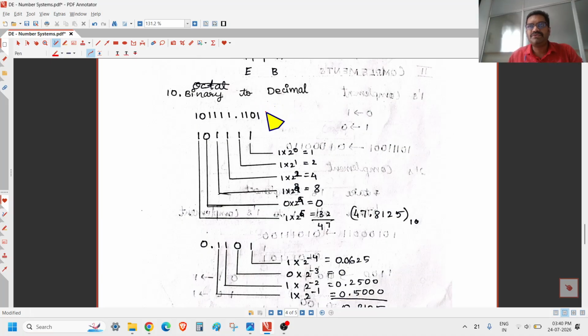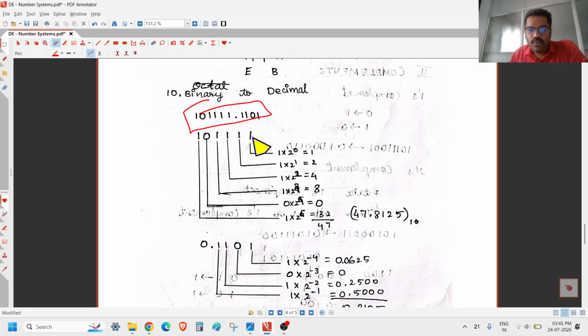Okay, so the last method for the conversion is binary to decimal conversion. Binary to decimal conversion is very simple. Since we have the number 101111.1101, as you know, near the point it is 2 power minus 1, then 2 power minus 2, 2 power minus 3, 2 power minus 4. Likewise, before the point it is 2 power 0, 2 power 1, 2 power 2, 2 power 3, 2 power 4, 2 power 5, right? So likewise, we have to make a multiplication.